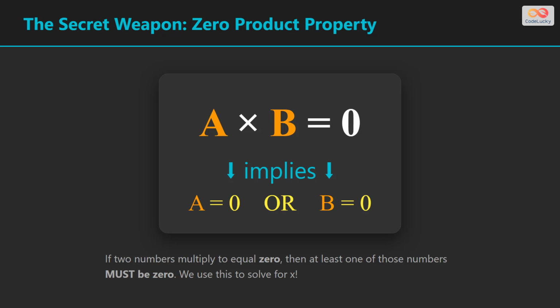Before we dive into the steps, we need to understand the logic behind this method. It is called the zero product property. It states that if you have two numbers, a and b, and their product is 0, then at least one of them must be 0. This simple concept is the secret weapon we use to solve these equations.